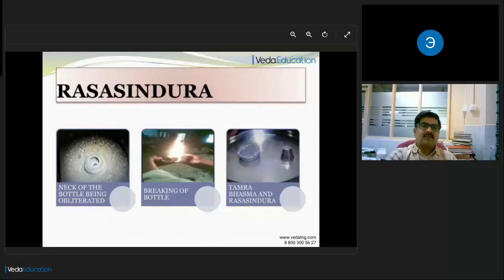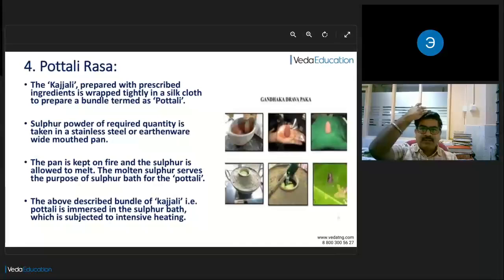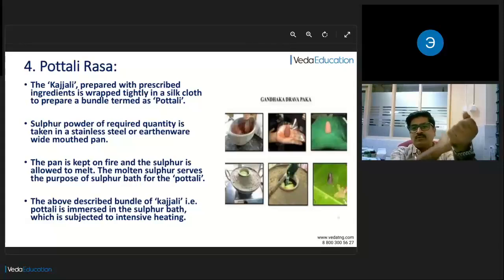Okay. So the last one is potali rasa. Potali is nothing but a ball. You might have seen the potalis which are used for these massages, etc. This is also the same kind of bolus, but inside the bolus there will be the herbomineral drugs. The ground herbomineral drugs will be filled in the bolus and made into a ball, and that ball will be soaked in sulfur.